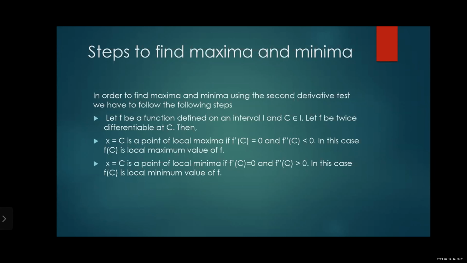After that, x is equal to c is a point of local maxima if f dash of c is equal to 0 and f double dash of c is less than 0. If f double dash of c is less than 0, we can determine that it is a point of local maxima. In this case, f of c is a local maxima value. x is equal to c is a point of local minima if f dash of c is equal to 0 and f double dash of c is greater than 0. It means that if we differentiate the function twice and we get a value greater than 0, then we can find that it has a local minimum.